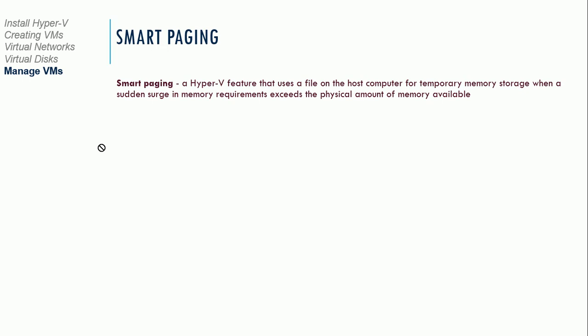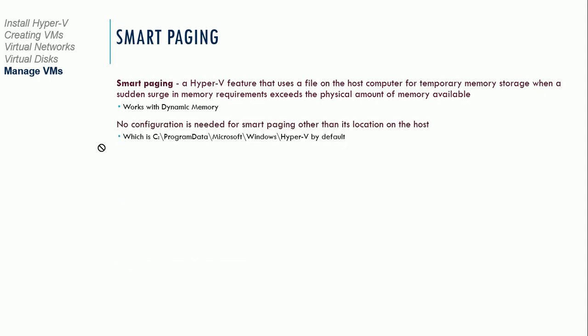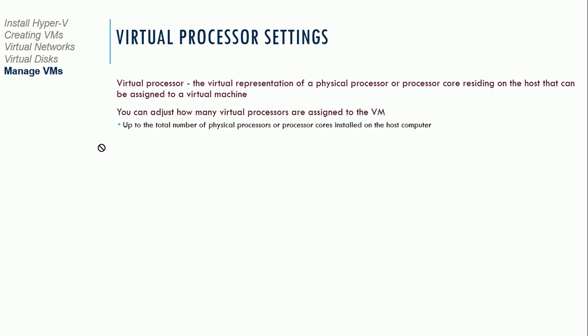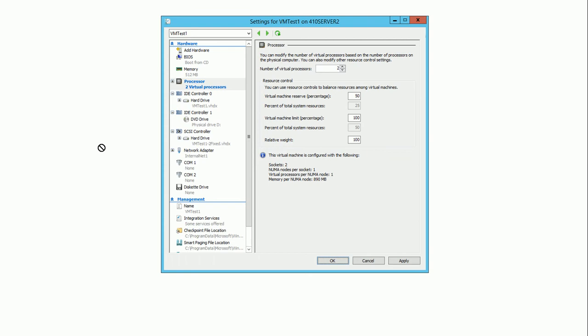And smart paging, which I didn't talk about before, is where Hyper-V can use a file on the host computer for temporary memory when there's a sudden surge in memory requirements that exceeds your physical memory. So if you have over-allocated memory, rather than shutting down virtual machines, it simply uses a paging file. So this works with dynamic memory, as I explained before. And like I said before, you can set the affinity for your processors for your VMs, and this is what the dialog looks like in Hyper-V.